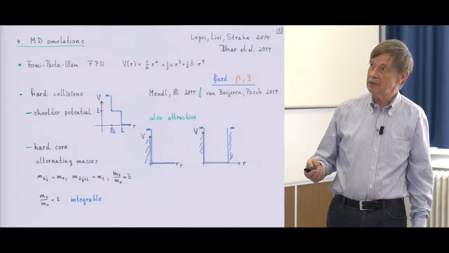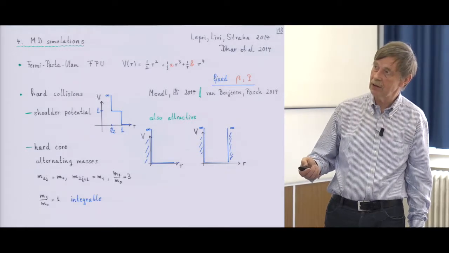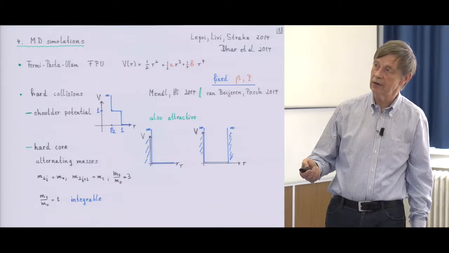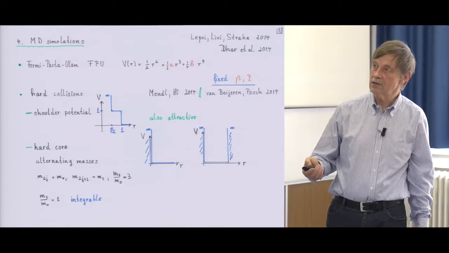So one of them is what we call the shoulder potential. You have this potential which is infinity here, and then you have sort of a shoulder, and then it's simply zero. And the shoulder is chosen in such a way that you only have nearest neighbor interaction, which I sort of told you at the beginning. Okay, so this is one candidate.